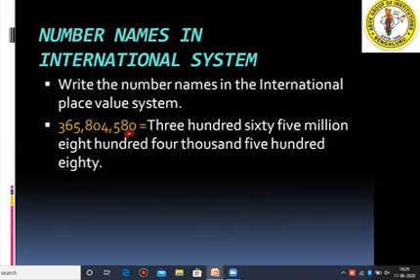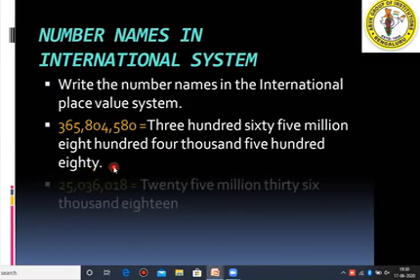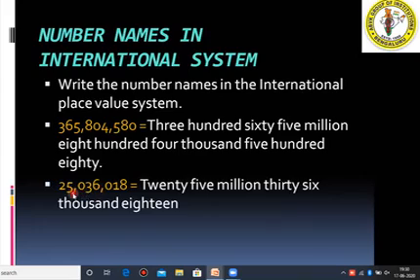So how do you read it? As we know, in the international place value system we get a comma after every 3 digits. You know how to read 365. You have to remember that in the international place value system we get only 3 periods, that is millions, thousands and ones. So first 365 is millions: 365 million 804,580. Very simple.